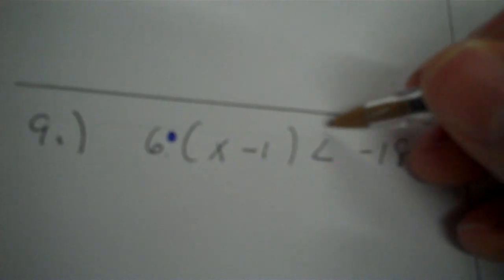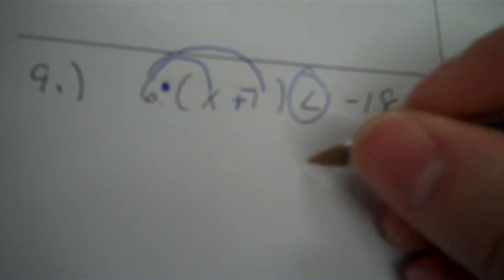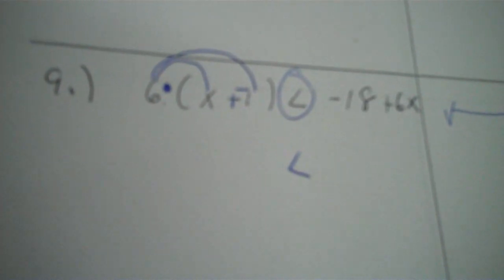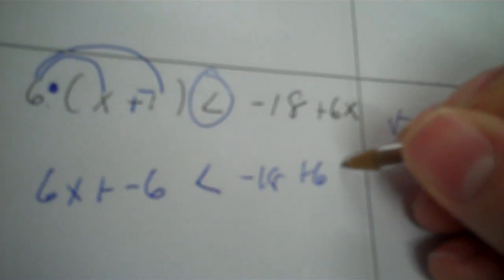Okay, number 9, we have 6 times the quantity x minus 1 is less than negative 18 plus 6x. So it's just a single inequality. So the first thing we have to do is distribute 6 to x and 6 to negative 1. Make that minus a plus negative. Sign doesn't flip when you're distributing. 6x plus negative 6, and over here we have negative 18 plus 6x.